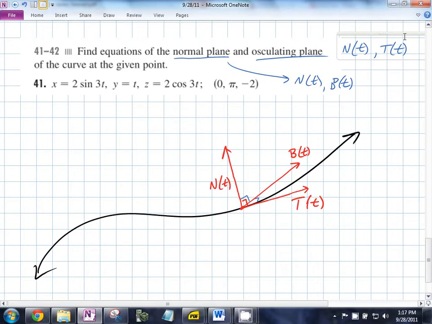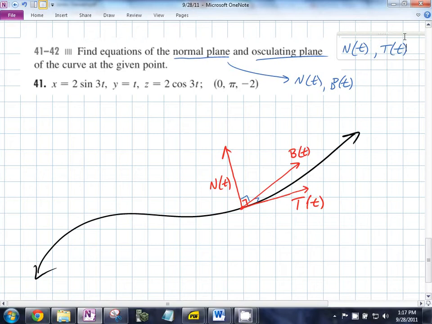T of t is the unit tangent vector. So what do you want to call the plane that goes through B of t and T of t? How about the tangent plane? There's your tangent plane, everybody. There's your plane that's tangent. Anyway, it's not really important. We just focus on normal and osculating plane.